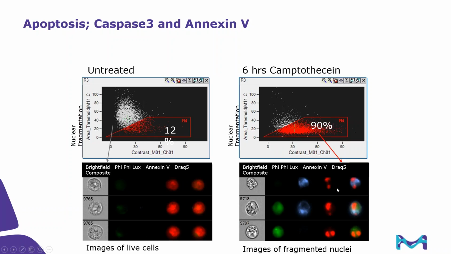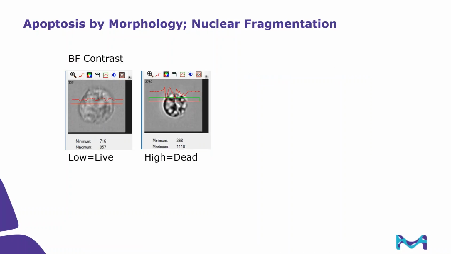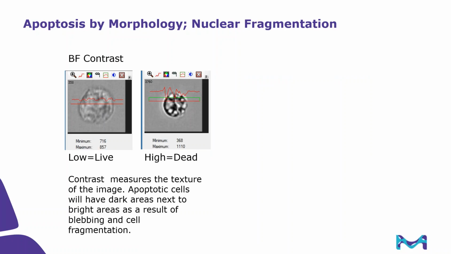And so we could use this morphology to characterize the apoptotic index. And when we do that, we get about 90% of the cells are apoptotic by morphology. Now, the way that our system works is we use what's called a feature, and a feature is used to quantify a unique morphology. The two features that I'm using in this experiment to measure apoptosis are contrast, and the way contrast works is it measures the texture of the image.